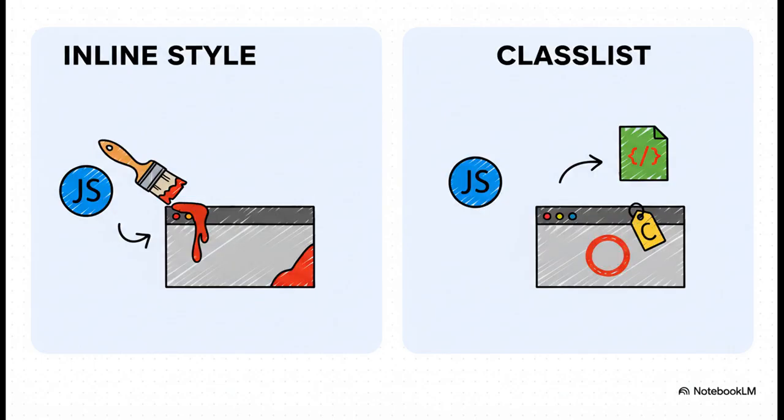Changing styles is another big one. Now, you could take the direct route and just change the inline style property, set the color to red directly. But for building real maintainable websites, there's a much cleaner way, adding and removing CSS classes that you've already defined, using something called class list.